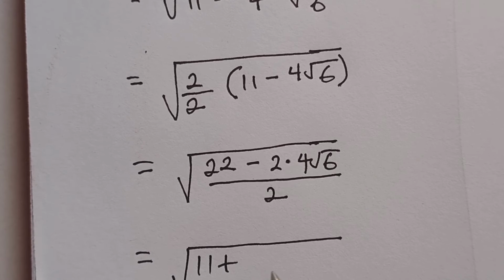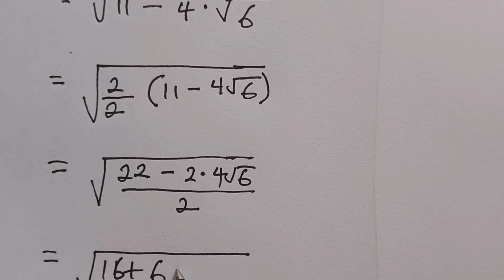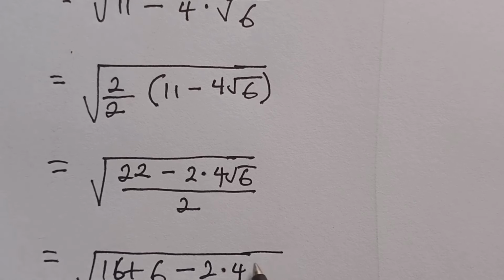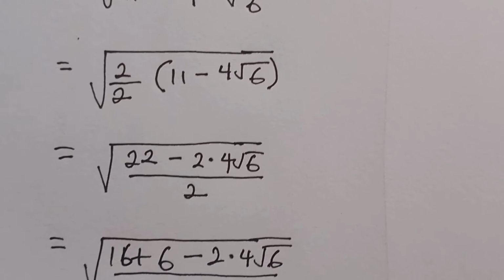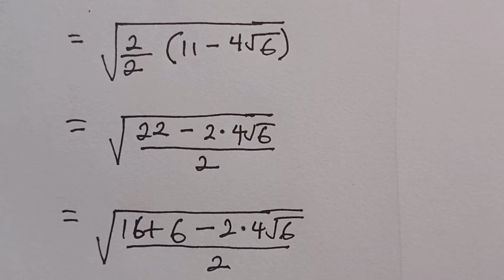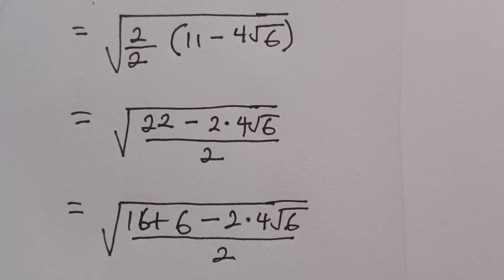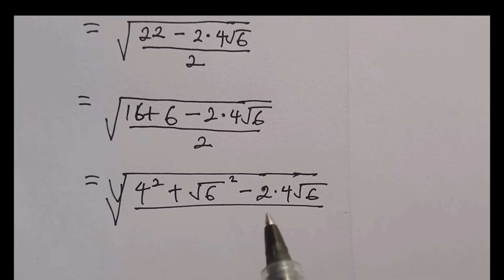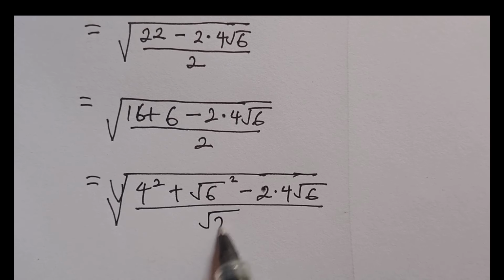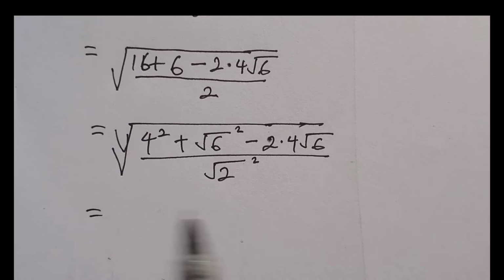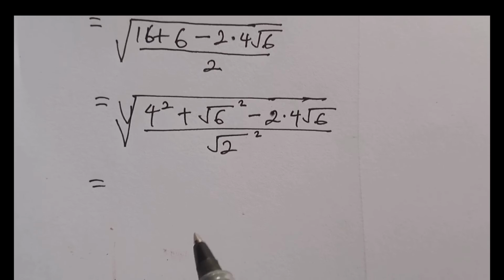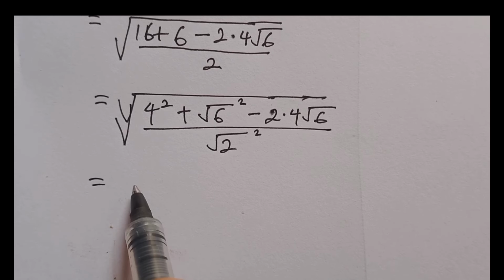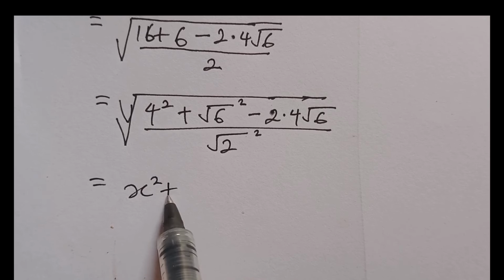Now we can split 22 into 16 plus 6, because 16 plus 6 will give us 22. So 16 plus 6 minus 2 times 4 square root of 6, everything divided by 2. And don't forget, 16 can simply be written as 4 times 4. Therefore, that was why I had square root of 4 square plus square root of 6, everything square, minus 2 times 4 times square root of 6. And don't forget, square root of x square is still x.